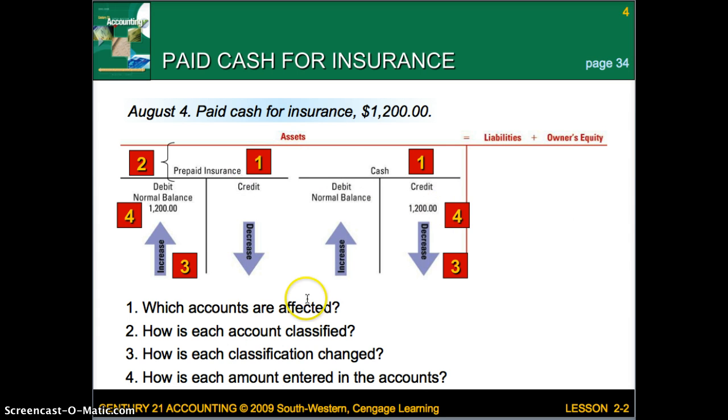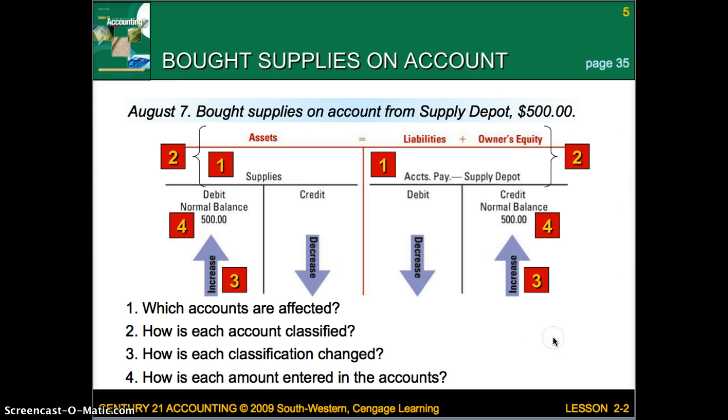Again, how is each account classified? Both of those are assets to my business. Okay, so they are assets. They both go under this left side of the accounting equation. How is each classification changed? Well, I know that if I'm going to get more insurance, then my insurance pile is going to go up, but if I'm paying cash to someone, then my cash pile is going down or decreasing. Okay, so the amounts entered would be $1,200 under my prepaid insurance debit and $1,200 under my cash credit.